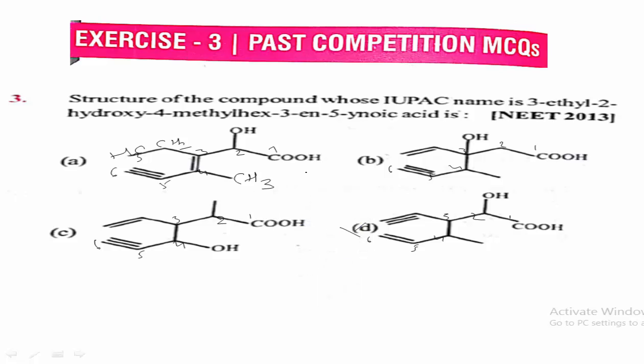Next, hex: the total number of carbon atoms is 6, therefore the word hex is used. 3-en, the third carbon atom contains a double bond, and 5-yn, is it right? There is a triple bond here, at which carbon? It is at the 5th carbon atom. Yes, therefore the given structure satisfies this IUPAC name. The correct answer is option A.